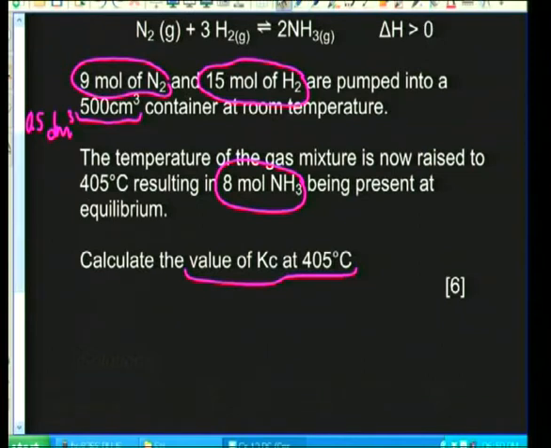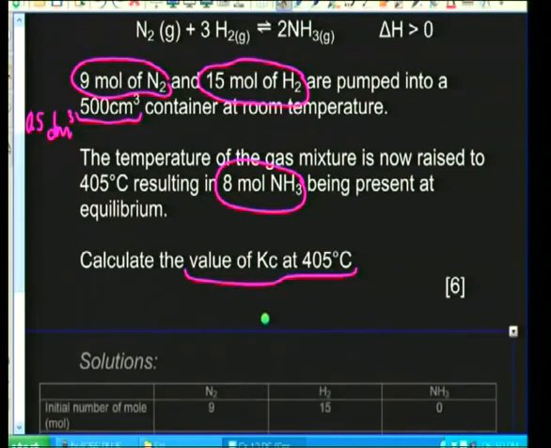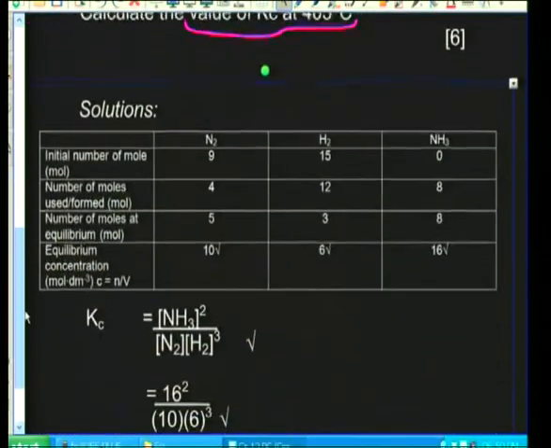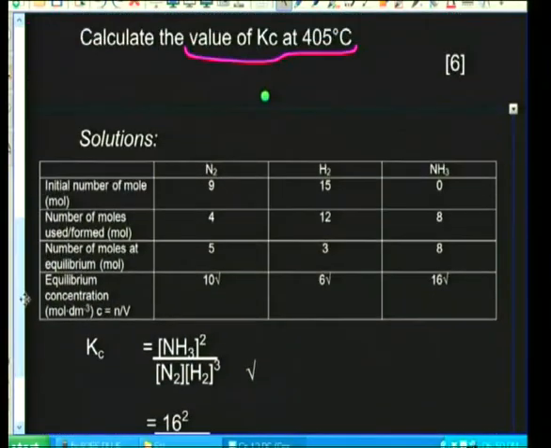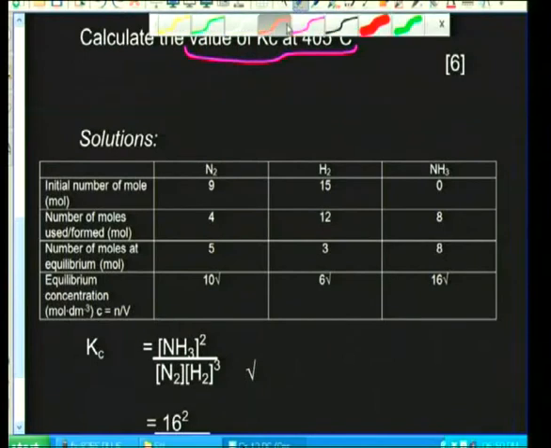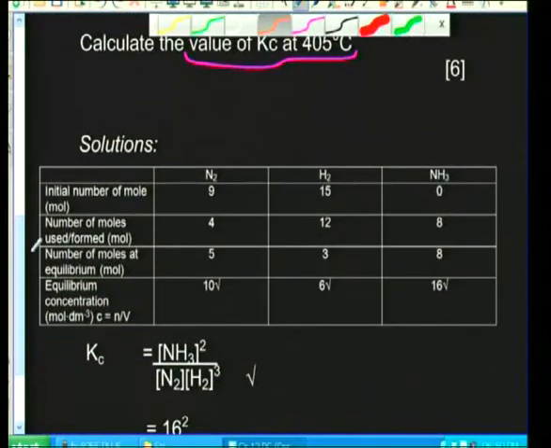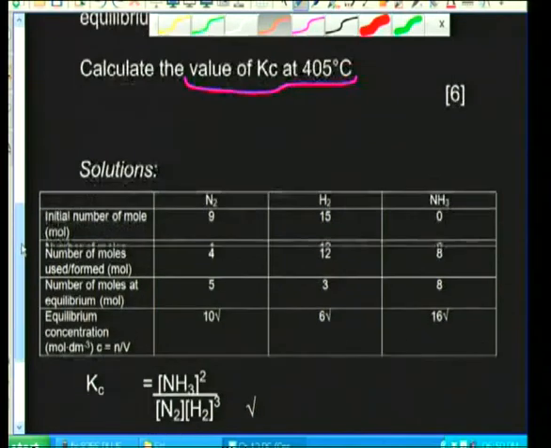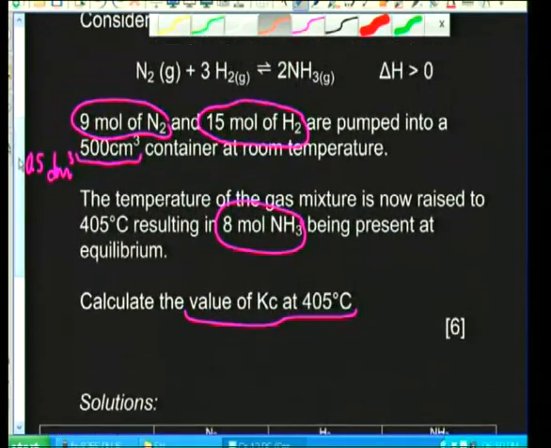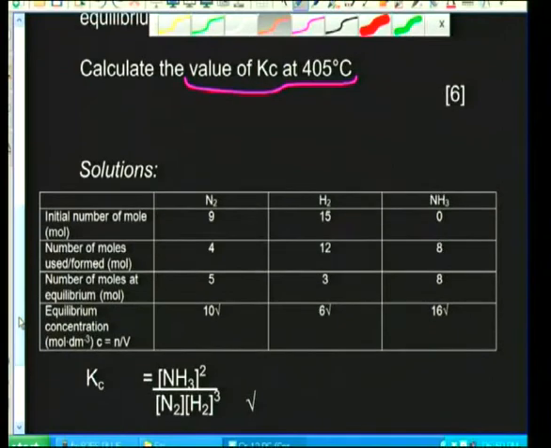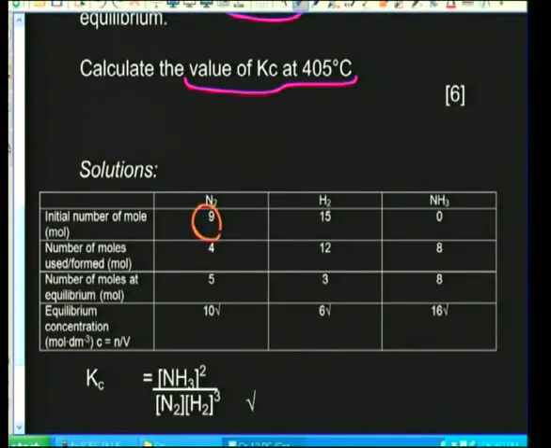Let's have a look at how I would set out my solution. Well, once again, it's always helpful to have written the chemical reaction. And now I'm going to write in all of the information that is given to me. So nitrogen, I was told there were 9 moles of nitrogen gas present. So 9 moles gets fitted in.